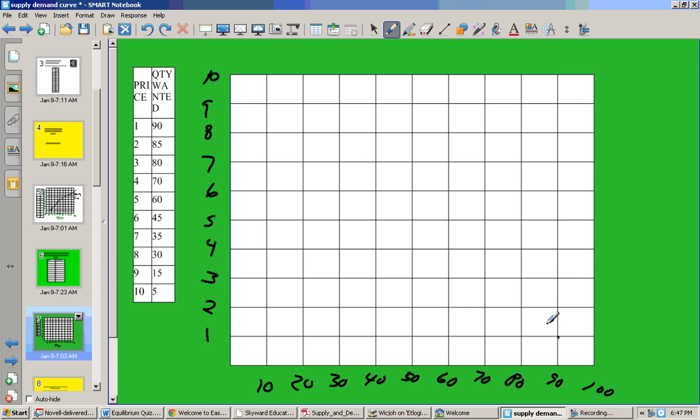If we sell them for $2.85, 3 for 80, 4 for 70, 5 for 60, 6 for 45, 7 for 35, 8 for 30, 9 for 15, and 10 for 5. What this is telling us, as we connect our dots, this is our demand curve.